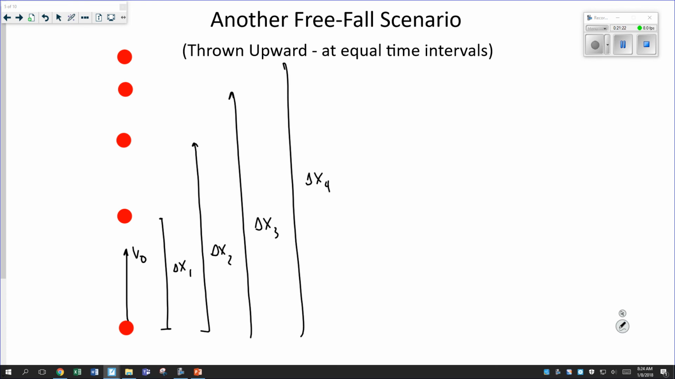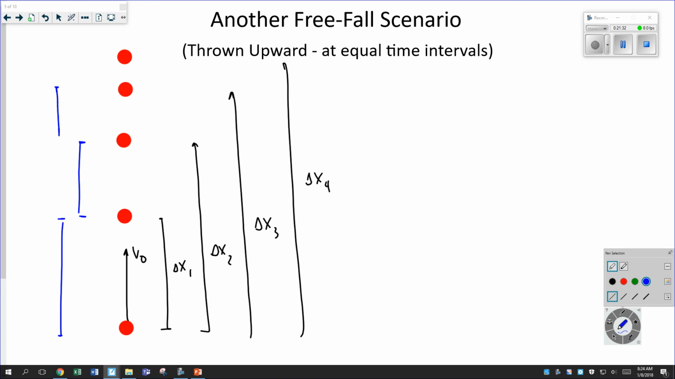This thing keeps going up, but since it's slowing down the whole time, this distance is smaller than this distance. And this distance is smaller than the previous distance. And that distance is smaller than the previous distance. Because on average, this thing is traveling slower per each time interval. So it travels less distance if these time intervals are all the same time interval. All right, and if we were a little more specific about what this V naught was, right?